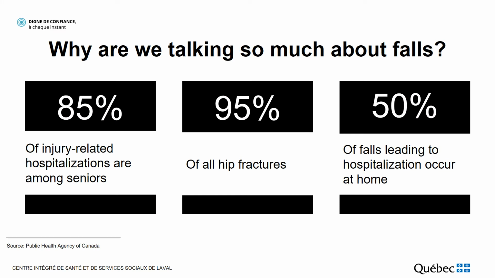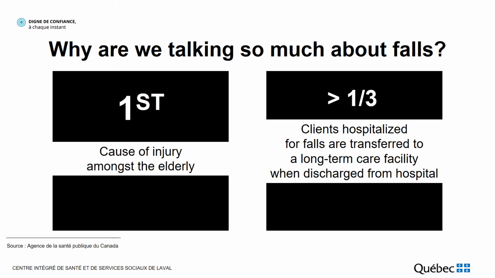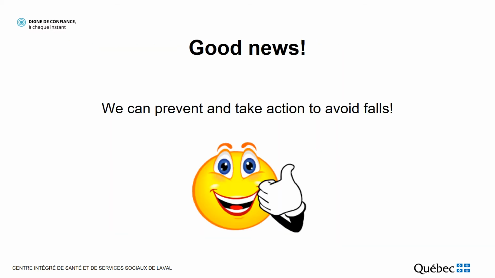But why are we talking so much about falls? Because 85% of injury-related hospitalizations are among seniors, 95% of hip fractures are caused by falls, and 50% of falls leading to hospitalization occur at home. Falls are also important to talk about because they're the first cause of injury amongst the elderly, and a third of the clients hospitalized for falls are transferred to a long-term care facility when discharged from the hospital. But the good news is that we can prevent and take action to avoid falls.